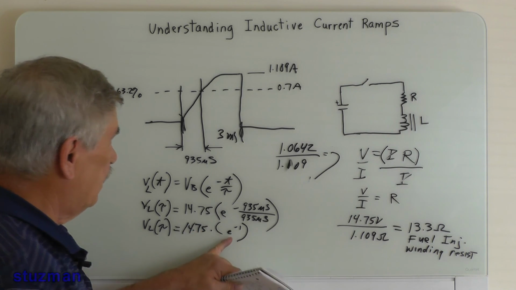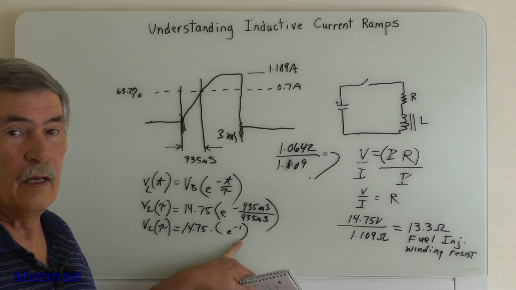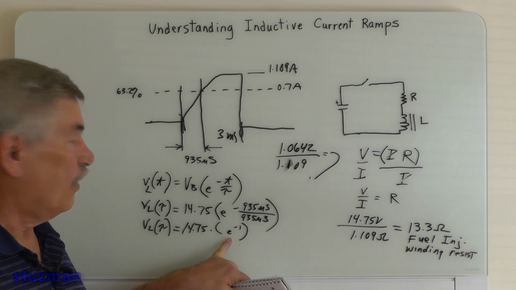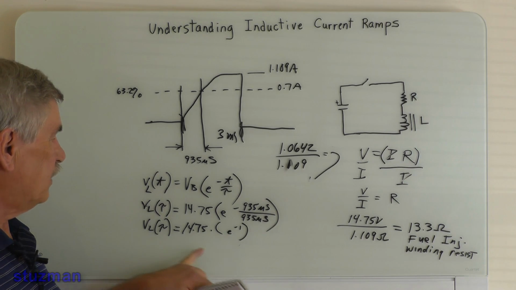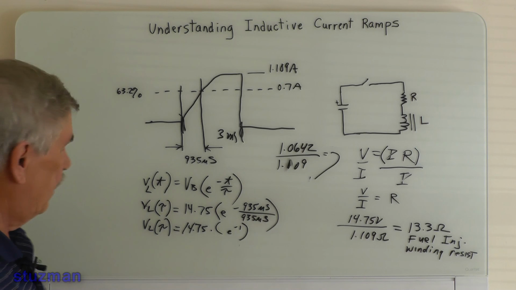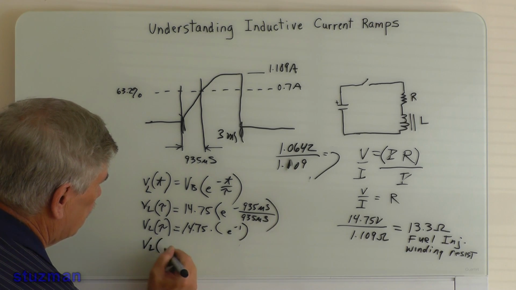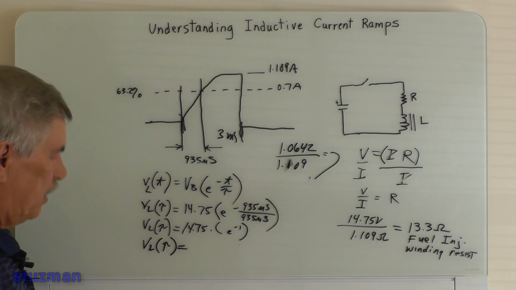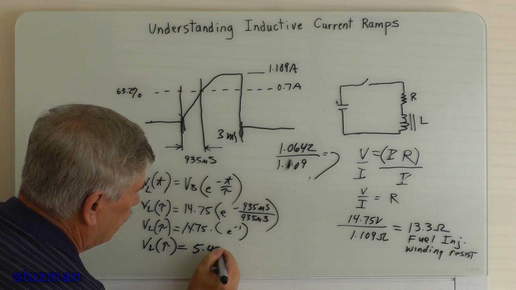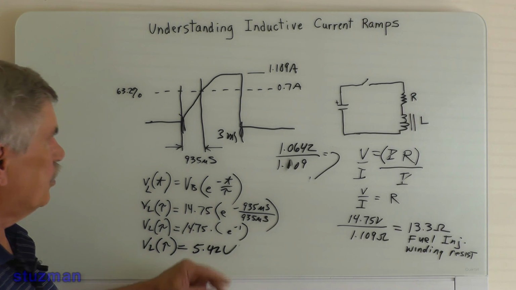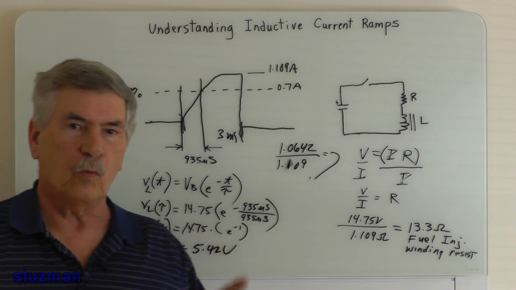And so you can see that e to the minus 1 value right there is going to be 0.632. Okay? And you take that times 14.75, and when you do that, you're going to see that that is going to be 5.42 volts. And that's the voltage across the inductor after one time constant.